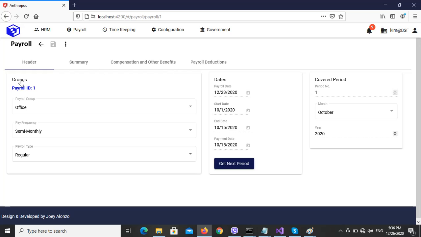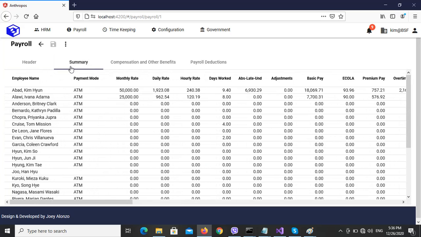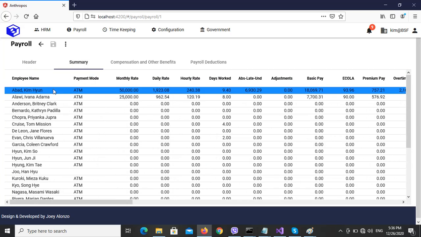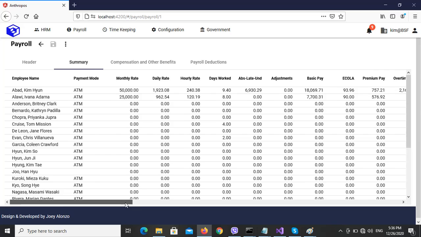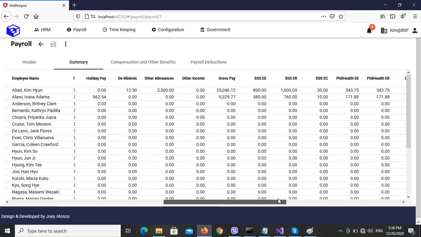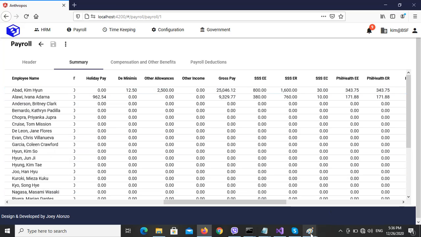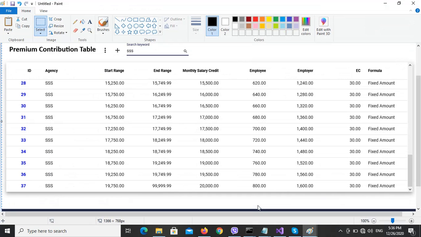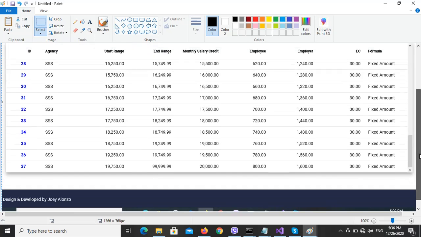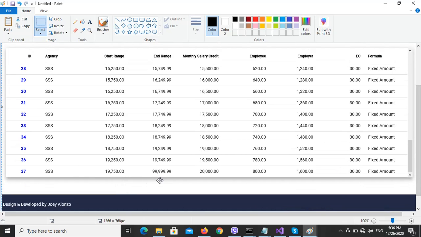So on the payroll for Abad Kim, let's concentrate on Abad Kim. Her gross pay is 25,046.12. If we go to the SSS table, the range will be here between 19,750 up to 99,999.